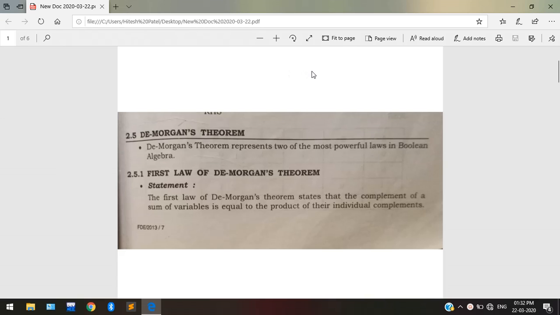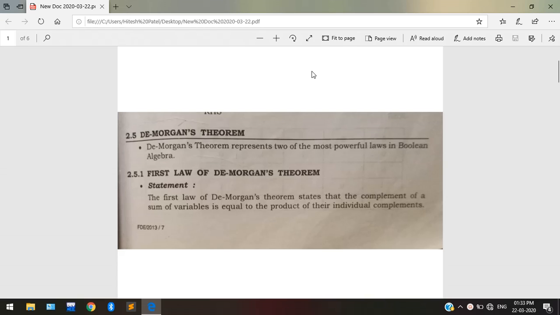See, in digital electronics, till now we have discussed the different types of gates, as well as the different types of number conversions and Boolean algebra. Now, what about De Morgan's theorem? De Morgan's theorem represents two of the most powerful laws in Boolean algebra. There are two laws of De Morgan's theorem.